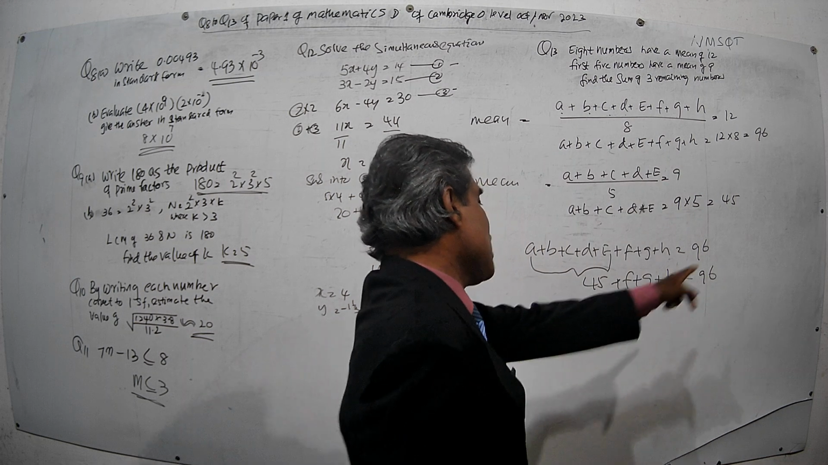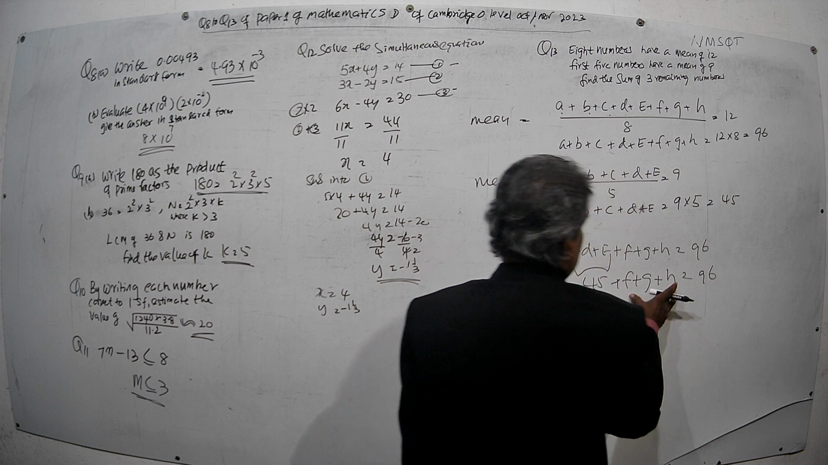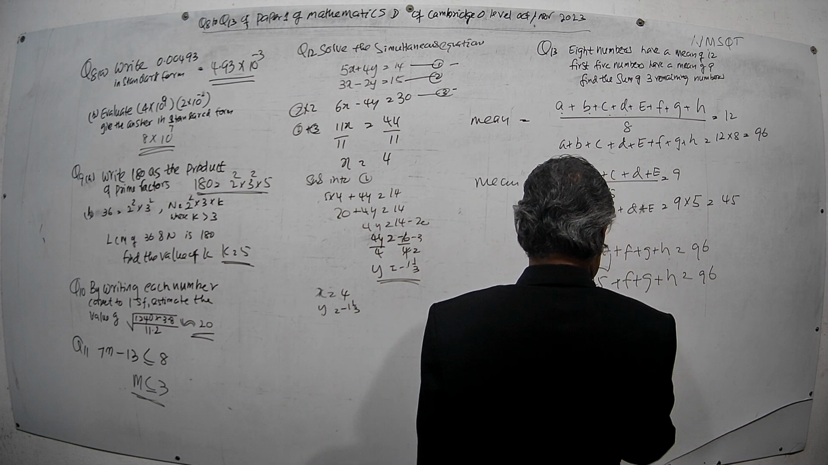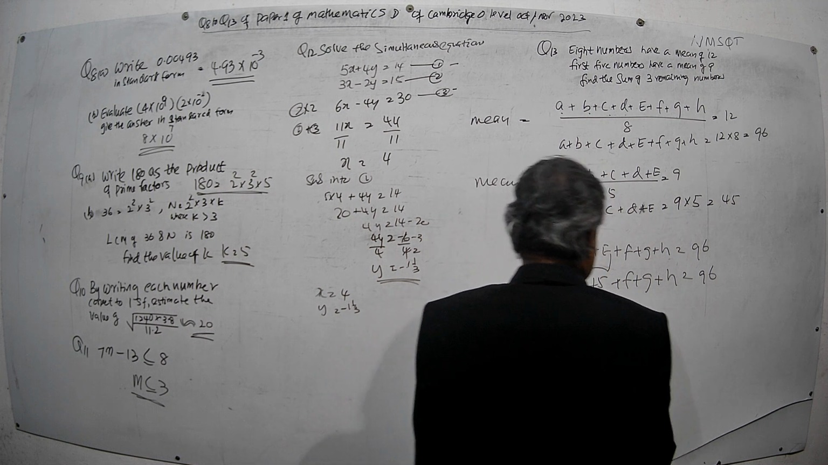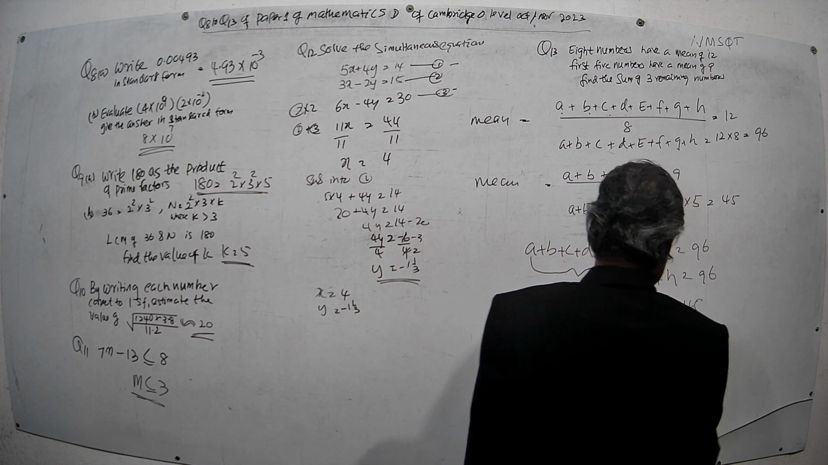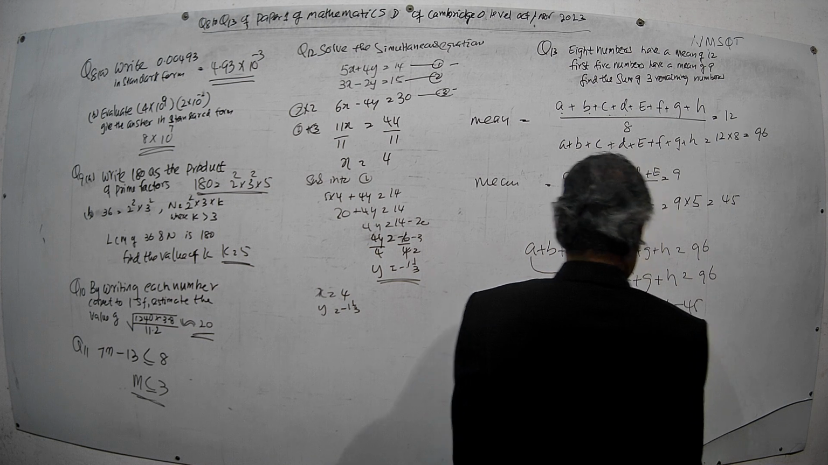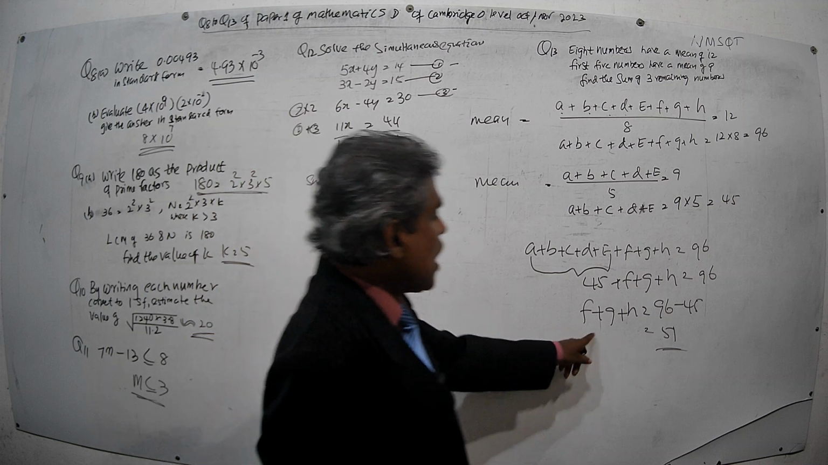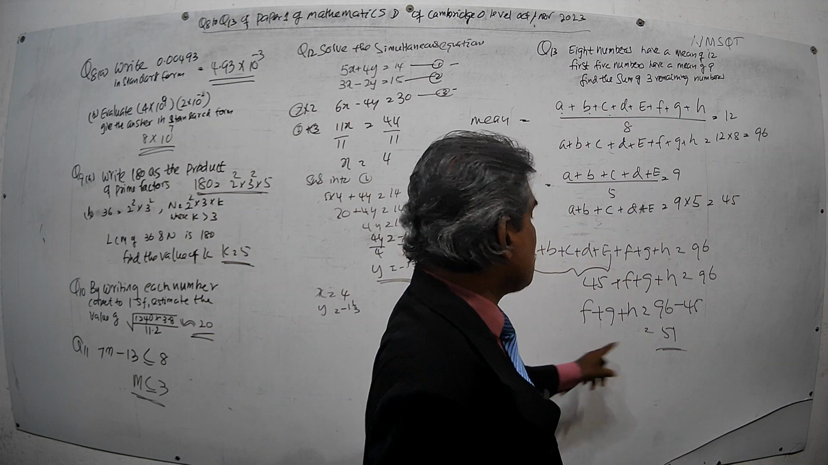Then take this 45 to the other side and leave the sum of the last 3 numbers as the subject of this equation. F plus G plus H equals 96 minus 45. So the sum of the 3 remaining numbers is 51.